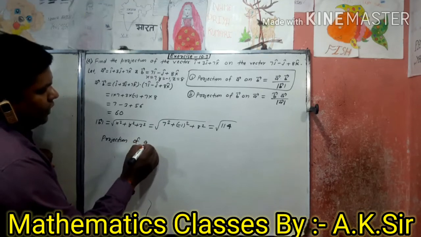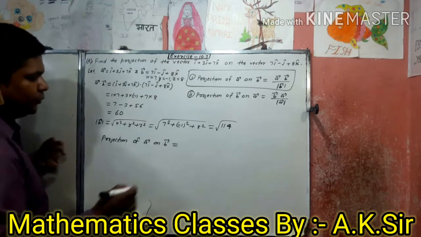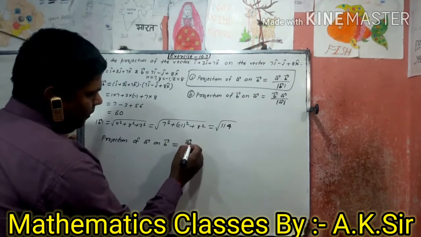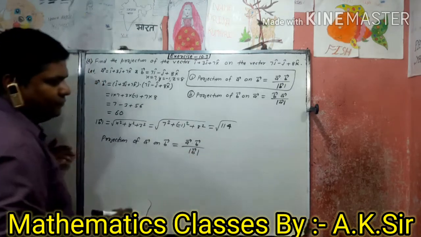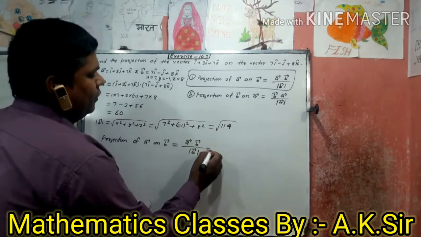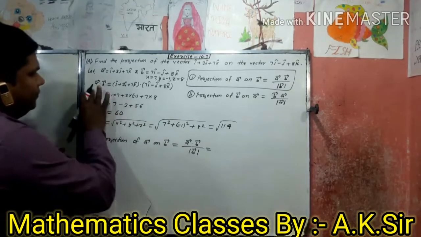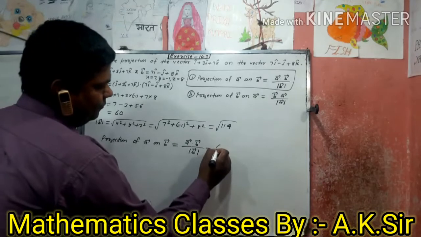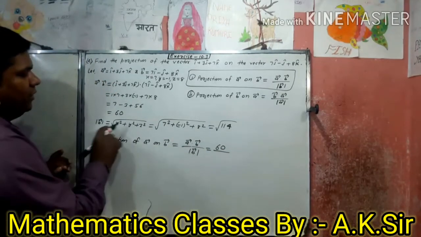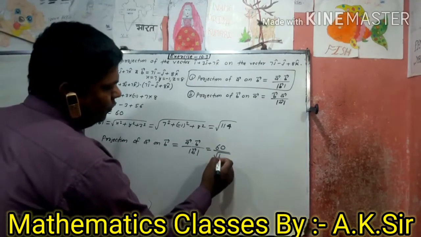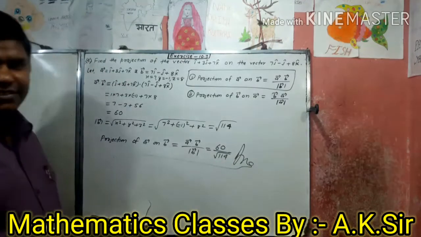Projection of A vector on B vector is equal to A vector dot B vector upon magnitude of B vector. We put the value of A vector dot B vector equal to 60 upon magnitude of B vector, which is under root 114. This is our answer.